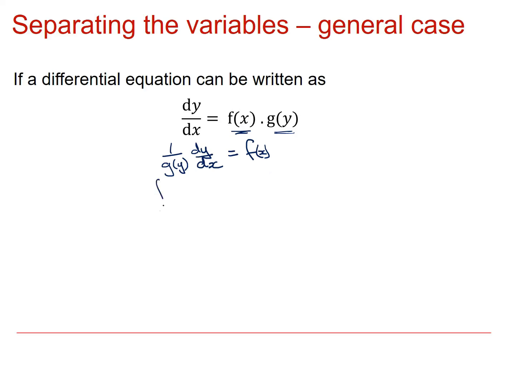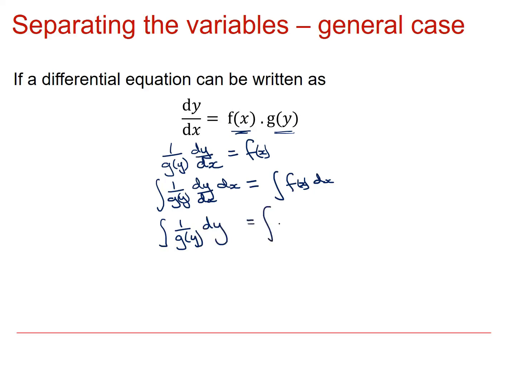Integrate both sides, and I'm going to get the integral of 1 over g(y) dy by dx dx is equal to the integral of f(x) dx. And this I already know will simplify down to give me just a dy there, so I've got the integral of 1 over g(y) dy is equal to the integral of f(x) dx.